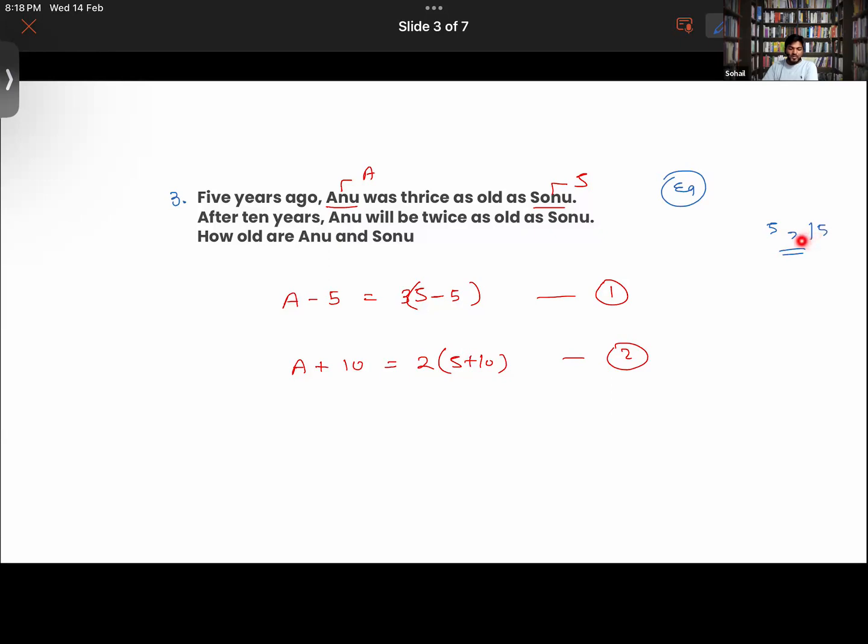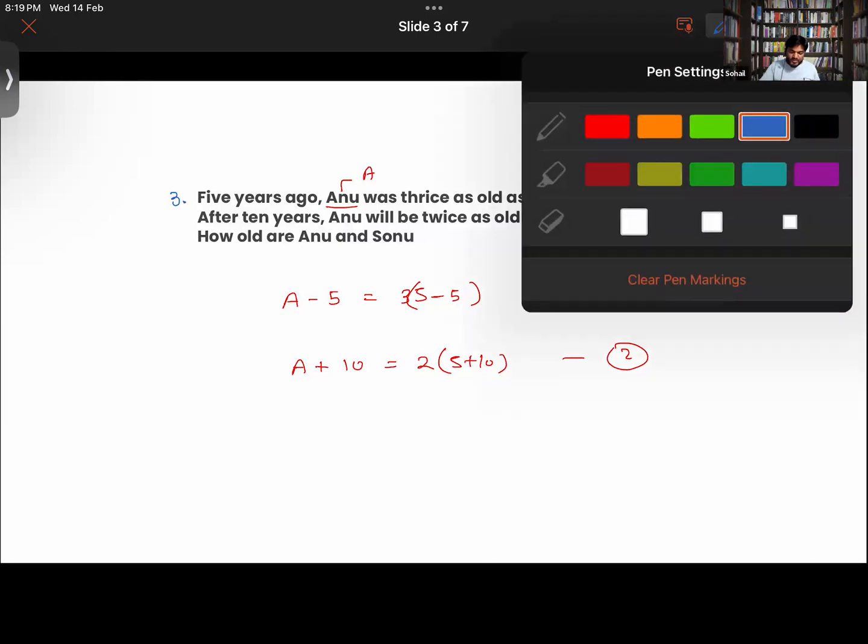Yes, sir. Okay, but in the question it says that 5 years ago Anu was thrice as old as Sonu. 5 years ago, if we go back 5 years, Anu did not even exist, right? 5 minus 5 is 0. And if we talk about 10 years, thrice doesn't even apply. Arhan, are you getting the question? Yes, sir. So the answer you are getting is not correct. Look at the given solution here. Have you understood the two equations so far or not? Yes, sir.